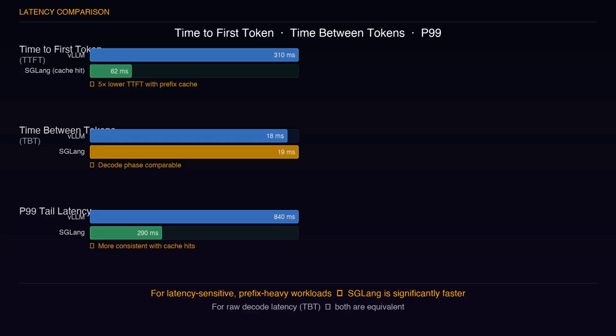In benchmarks with 90% cache hit rates, SGLang achieves up to 5 times lower time to first token versus VLLM. Time between tokens, the per-token decode latency, is essentially equivalent between the two frameworks. Both use flash attention kernels and continuous batching. P99 tail latency is more consistent in SGLang on prefix-heavy workloads. The variable prefill cost is gone for cached requests, removing the main source of latency spikes. Summary: for latency-sensitive applications with shared prompts, SGLang wins. For raw decode latency, both are equivalent.